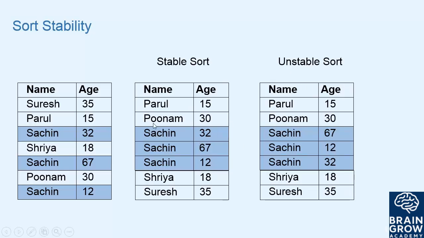We can see that in this output, the relative order of these duplicate elements has not changed: 32, 67 and 12, 32, 67 and 12. While in this output, the relative order of these duplicate elements has changed. Here it was 32, 67, 12. Here it is 67, 12 and 32.